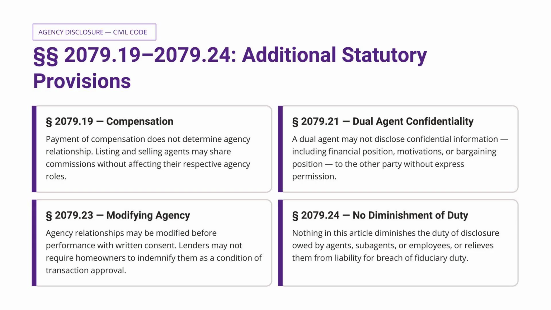Beyond basic disclosures, the Civil Code addresses additional provisions. Compensation does not dictate an agency relationship. Commissions may be shared. A dual agent must maintain confidentiality. Agency relationships can be modified with written consent. Importantly, these provisions do not diminish any existing duties of disclosure owed by agents.